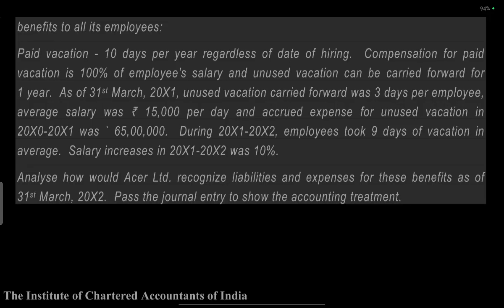unused vacation is 6 lakhs. During the year, 10 employees took 6 days of vacation.